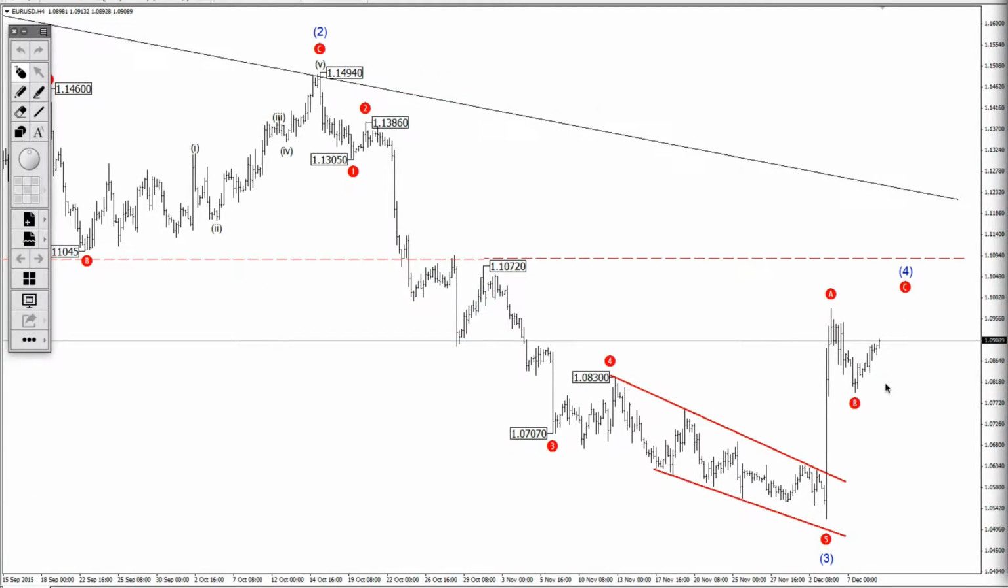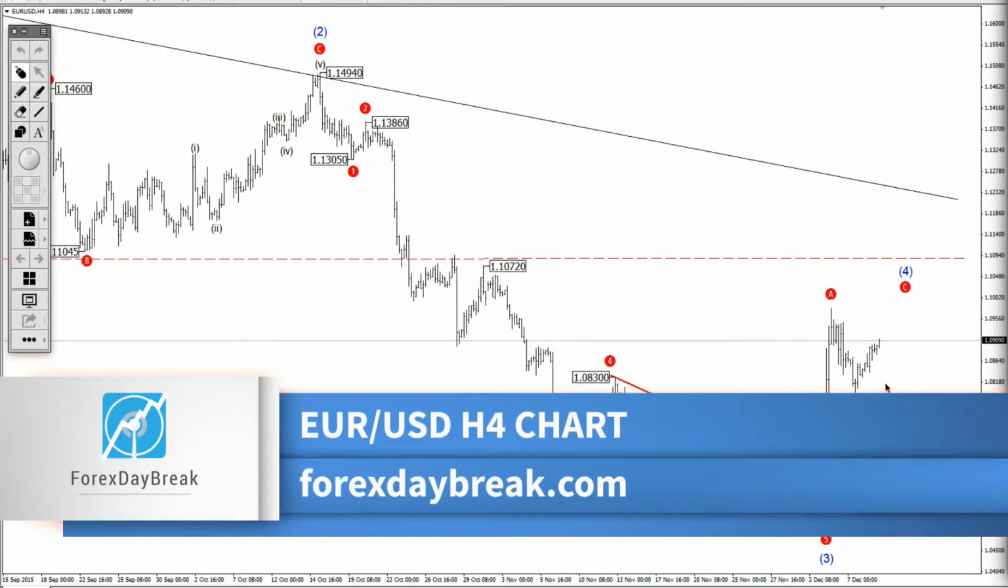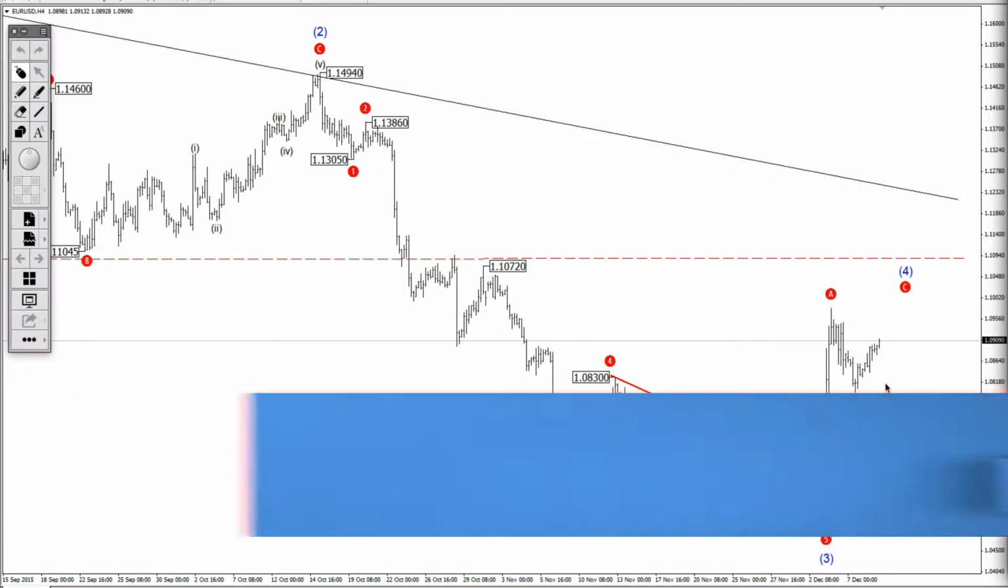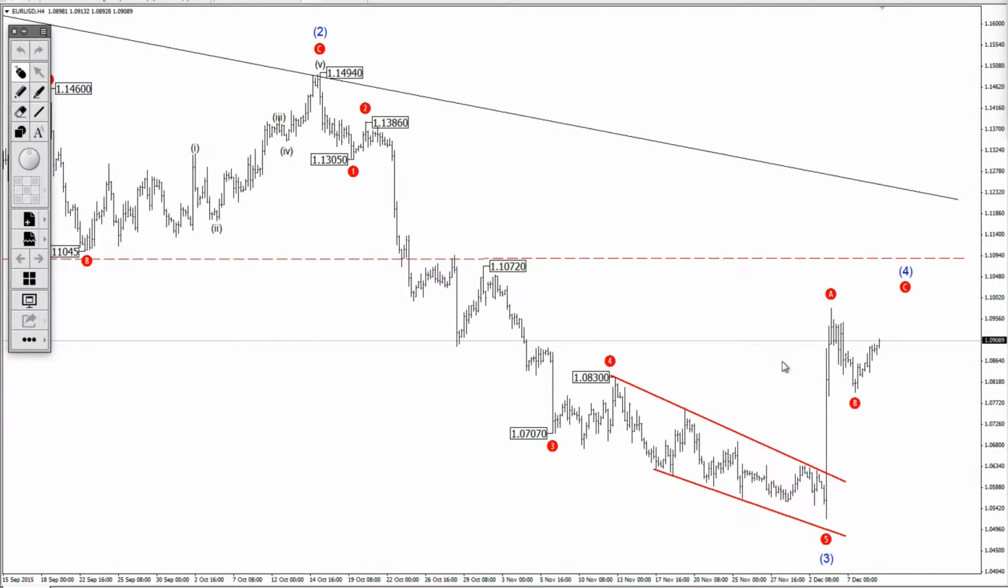Alright, let's begin with EURUSD. So we have some upside momentum on EURUSD, price now 109.09. I have made a slight alteration on my wave count. Now with this recent price action I have labeled the structure here as A, B, and now we are forming the C wave. So let's draw it here.